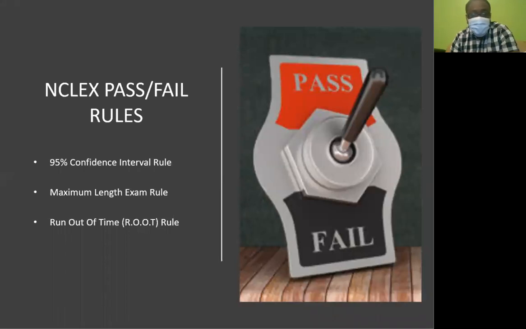So how does the computer make a decision whether you passed or whether you failed? Well, it will make this decision based on one of these 3 rules. There's a 95% confidence interval rule, there's a maximum length exam rule, and there's a run-out-of-time rule. Well, with the 95% confidence interval rule, the computer stops administering exam questions when it has a 95% certainty that your testing pattern will not change.